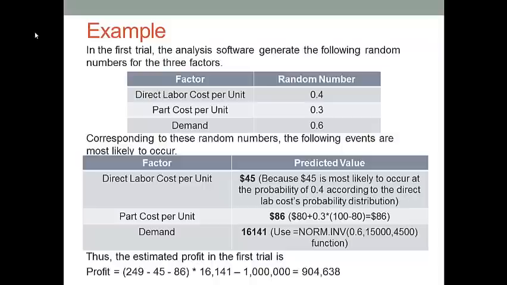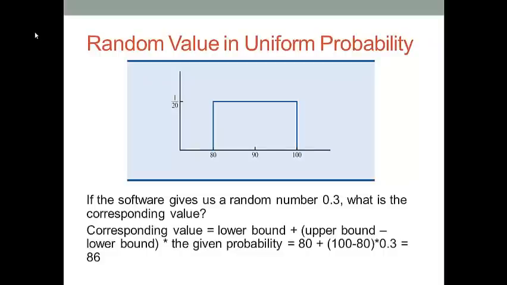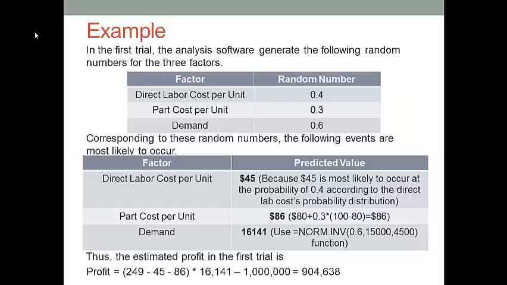It seems that there is only one unknown factor left in the first scenario, that is the part cost per smartphone. We know that the part cost per smartphone has a random number 0.3. We also know that part cost follows the uniform probability distribution. If we know these two pieces of information, we can use this equation on this slide to calculate the corresponding value for the part cost per smartphone. We got the corresponding value as 86. So in the first scenario, the estimated part cost per smartphone should be $86.